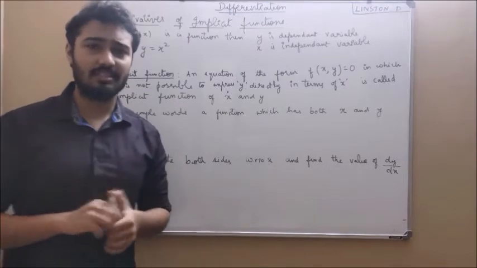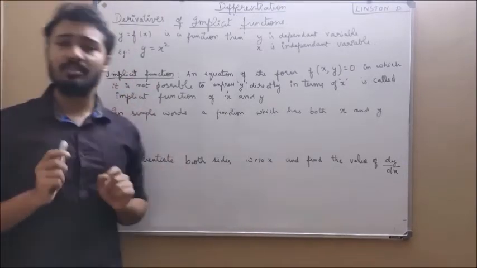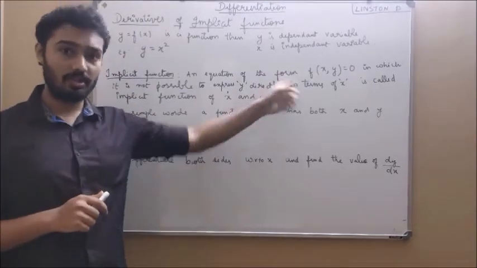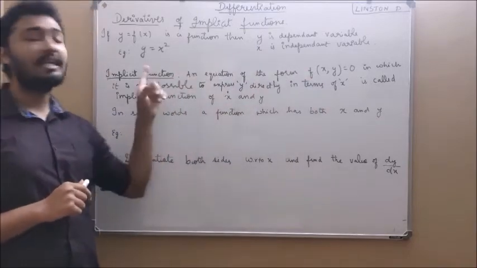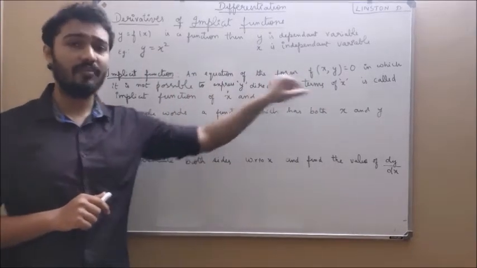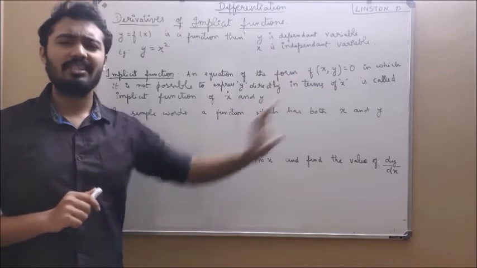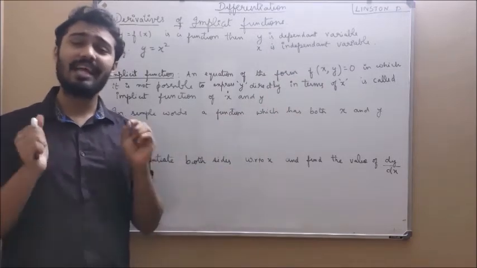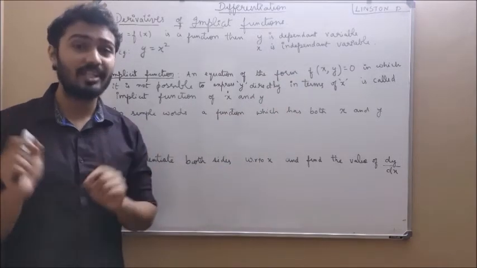What is the implicit function? The definition is an equation of the form f of x comma y equal to 0, in which we cannot directly express y in terms of x. That is the implicit function. Now that is the definition. What is the actual meaning of that?